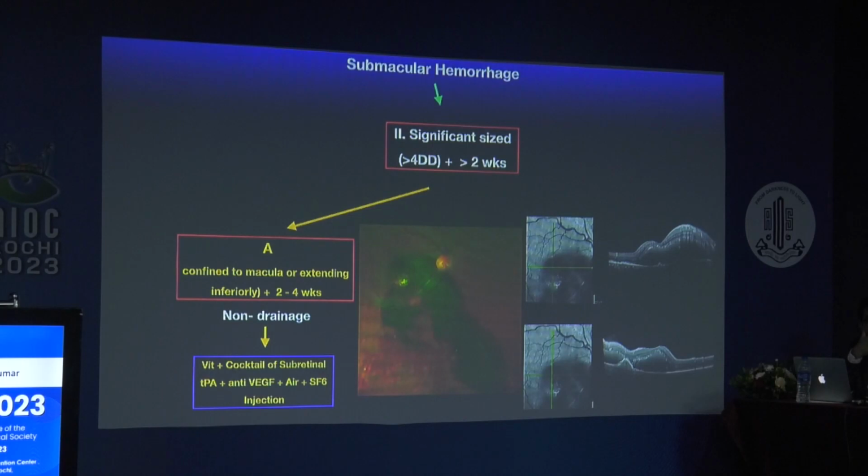Another factor is where I am treating it surgically, that is, more than 4 disc diameter and more than 2 weeks duration but less than 4 weeks duration, and it is confined to the macula, extending more inferiorly, at 2 to 4 weeks duration. There I am using the non-drainage technique, that is, vitrectomy along with a cocktail injection of subretinal TPA, anti-VEGF, and air. And finally, SF6 gas tamponade you can give.